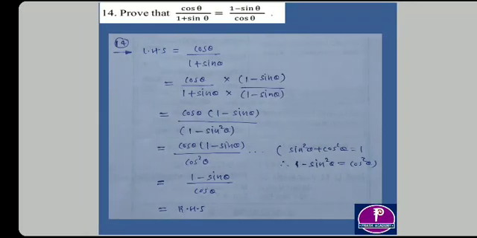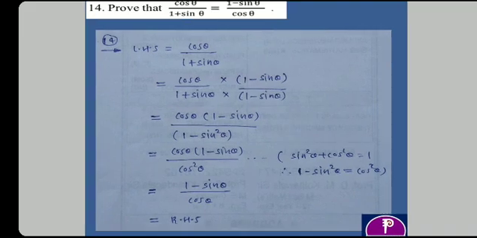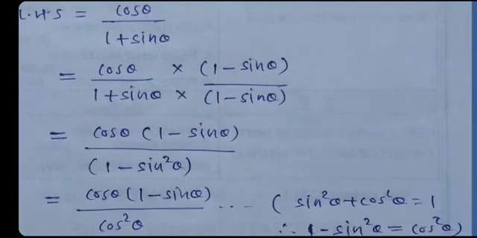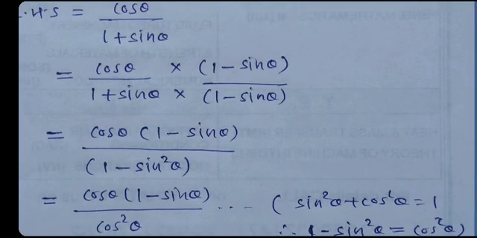Next is cos theta upon 1 plus sin theta is equal to 1 minus sin theta upon cos theta. So here take LHS. LHS is cos theta upon 1 plus sin theta. And next is an important step. Here we are multiplying by 1 minus sin theta and dividing by 1 minus sin theta, so there is no net effect on this LHS.